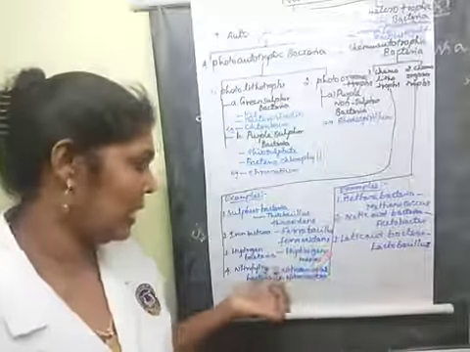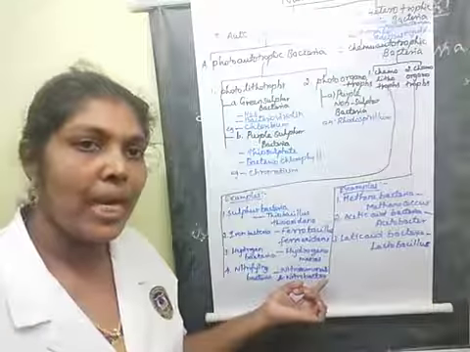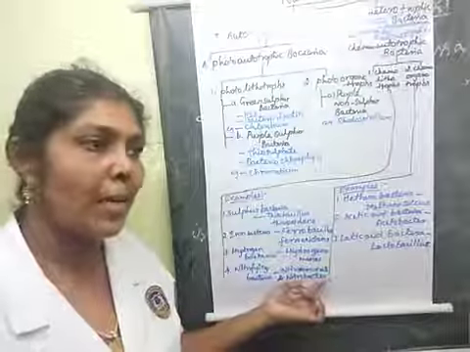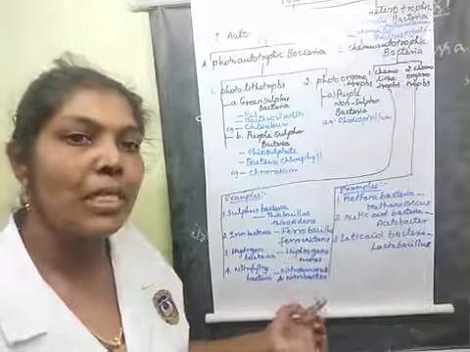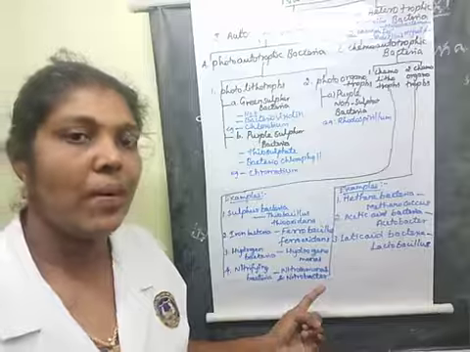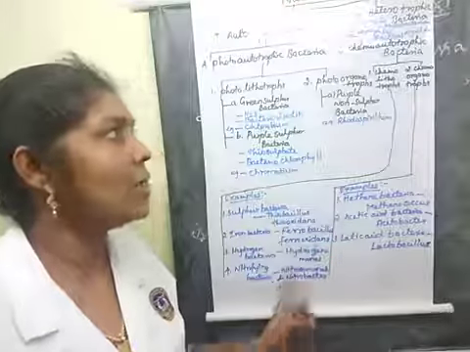Ferrobacillus ferrooxidans. Hydrogen bacteria, Hydrogenomonas. That is the example of the bacterial species. Nitrifying bacteria, Nitrosomonas and Nitrobacter. So these are the examples that come under chemolithotrophs.